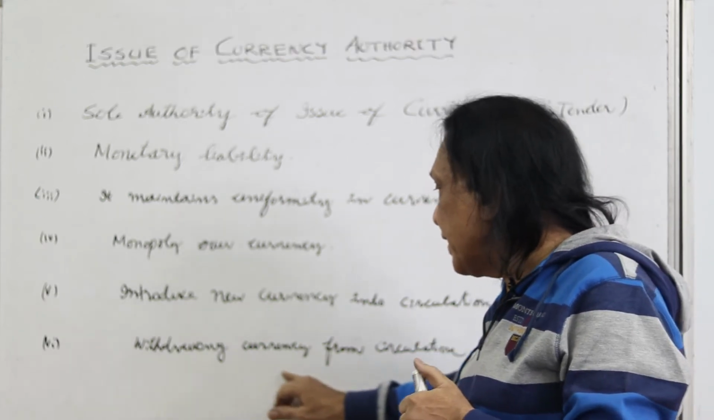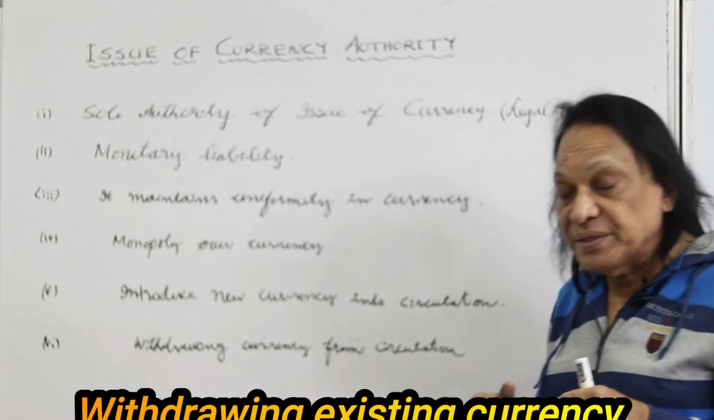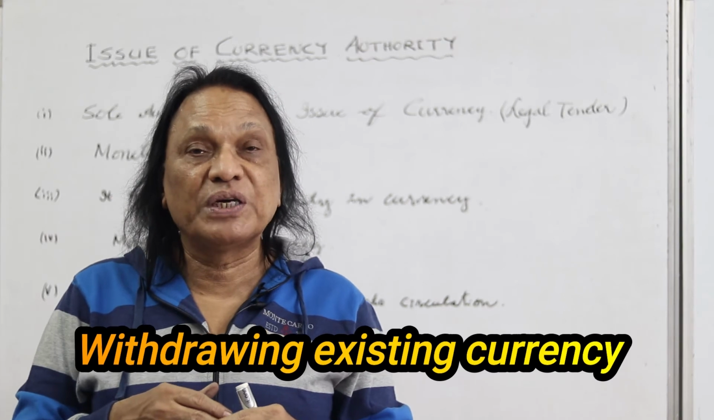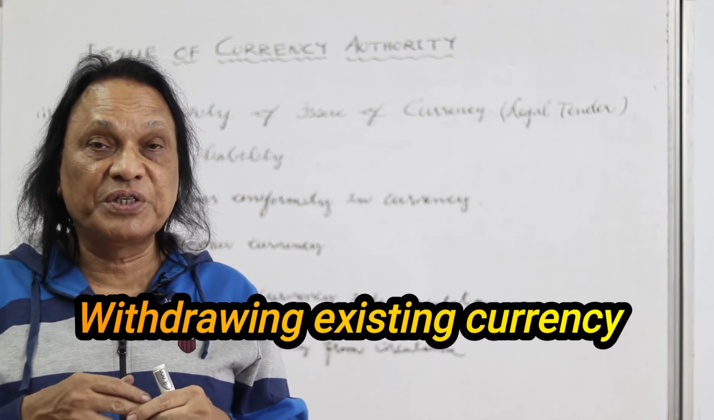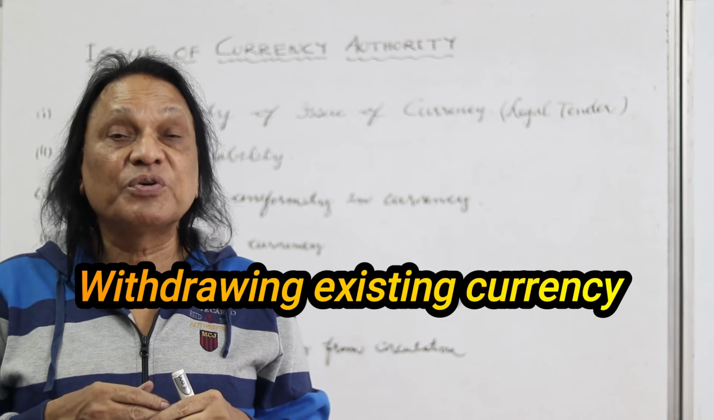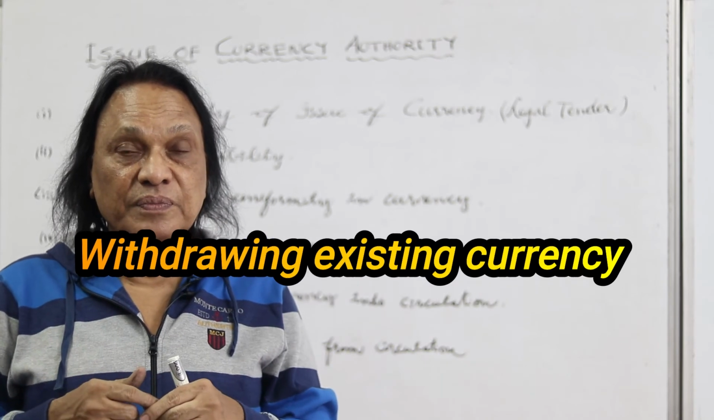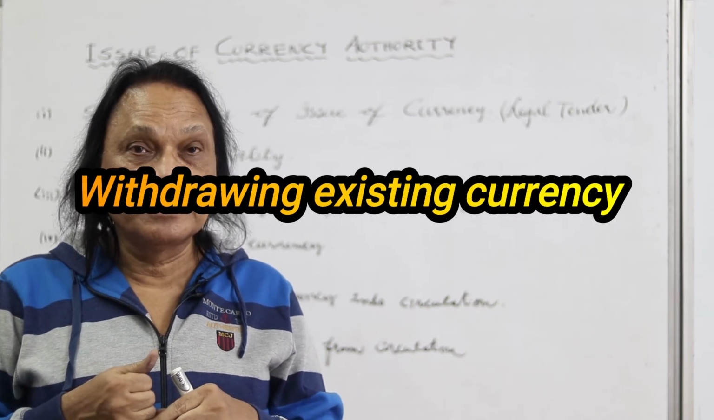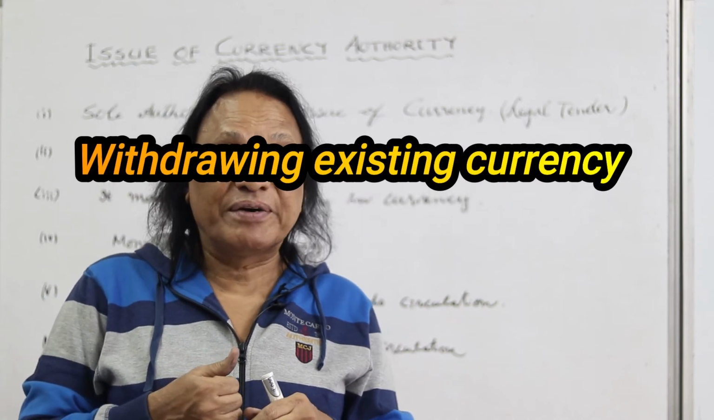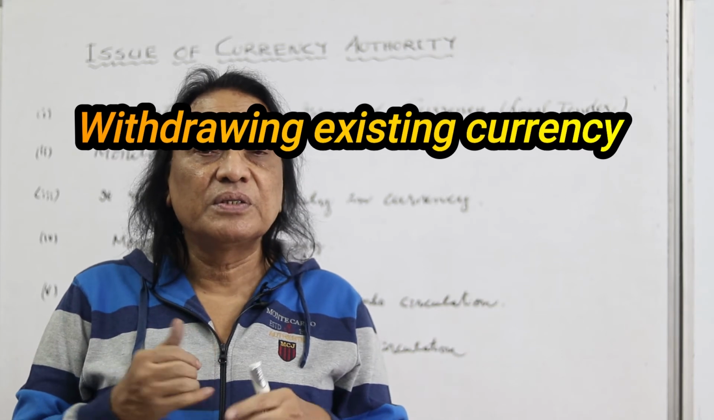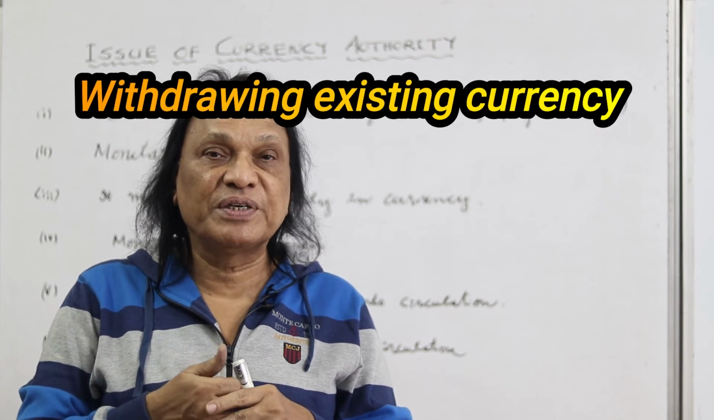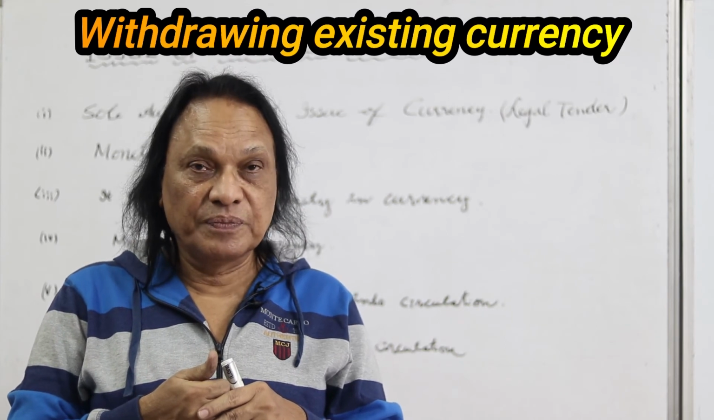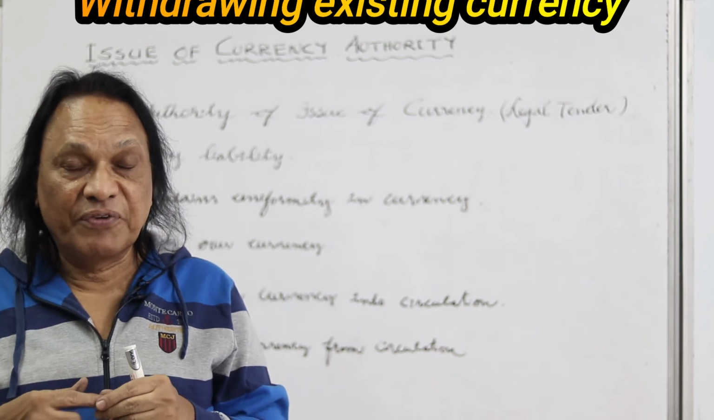And withdrawing currency from circulation. What it means is, if the central bank wants, they can withdraw any currency from circulation. You must have seen a few years back, there was a demonetization of currency. The central bank withdrew 1000 rupee notes and also 500 rupee notes. In place of them, they introduced 2000 rupee notes and new 500 rupee notes. So they withdrew 1000 rupee notes. Now once again we discuss the function.